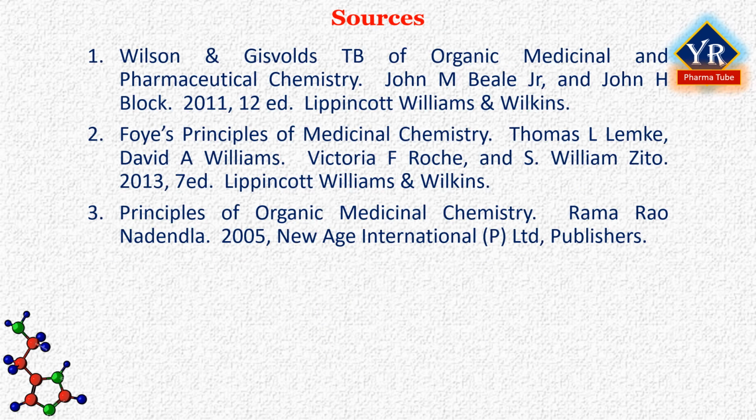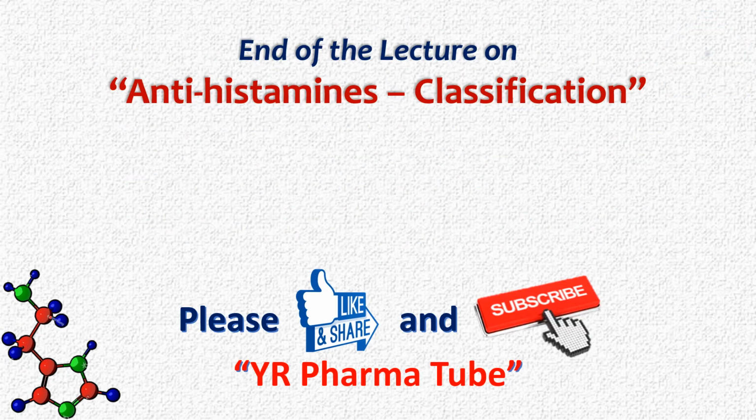These are the sources of this lecture. That's all in this lecture. We have learned the classification of antihistamines. We have classified antihistamines into first generation antihistaminic drugs, second generation antihistaminic drugs, and then dual acting antihistaminic drugs depending on the chemical moiety that is present in the structure, and also considered the pharmacological application of the drug.